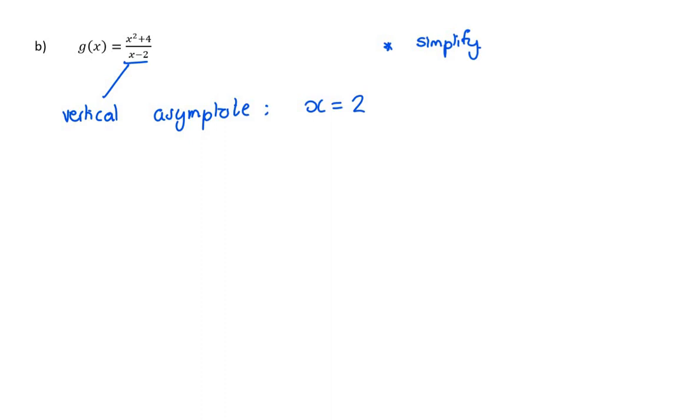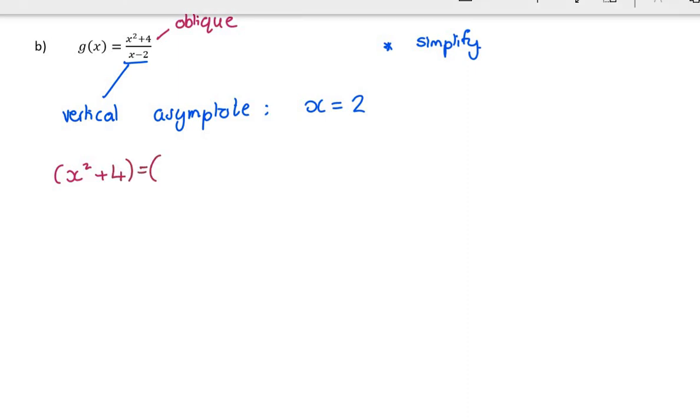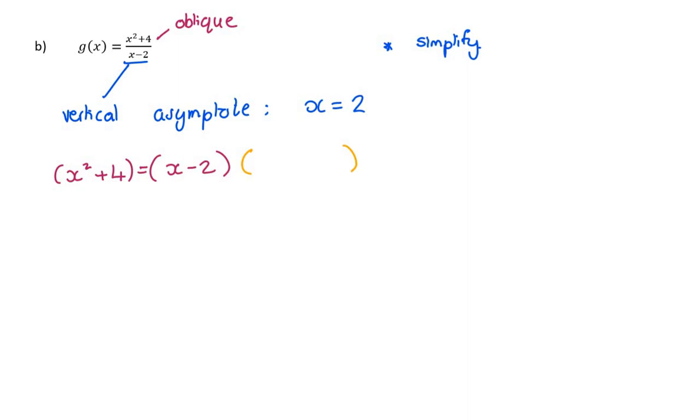Okay, so once I've checked my vertical asymptote, I say to myself, is there an oblique or horizontal? And this one is going to have an oblique because the degree of my numerator is 1 more than my denominator. So how do I do that again? Exactly what we did in the previous question. Hopefully we start getting really good at this. So this equals x minus 2 multiplied by something. And whatever it's multiplied by is going to be my oblique asymptote.